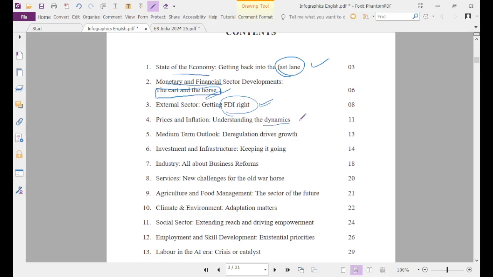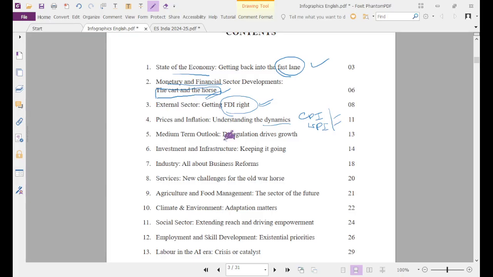the data, and how has it affected various segments of the economy, especially the service sector. Prices and inflation, understanding the dynamics: how the consumer price index, wholesale price index, core inflation and headline inflation are performing, and how the supply-demand dynamics in the economy are. Also the medium-term outlook in terms of deregulation.